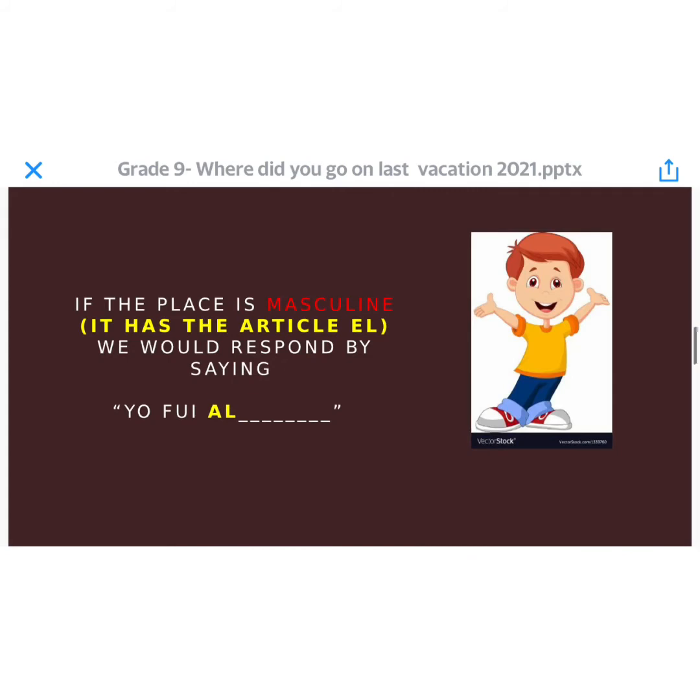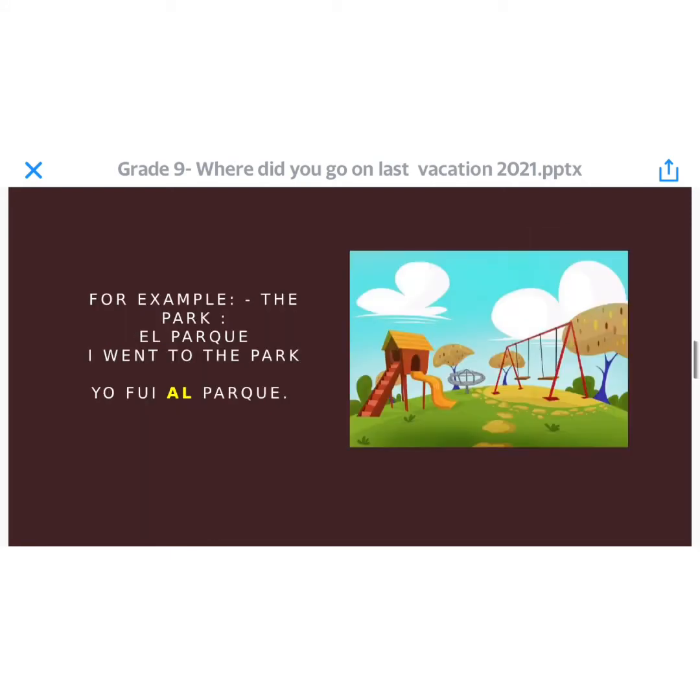On the other hand, if the place is masculine, meaning that it has the article el, and you want to say that you went to the place, you would simply say yo fui al followed by the place. So as long as the place has el in front of it, you would say yo fui al, then you put the place on the line. For example, I have the park, which is el parque. So to say I went to the park, we would say yo fui al parque. Why? Because it has the el in front of it. So as long as it has the article el, you would use yo fui al followed by the place.